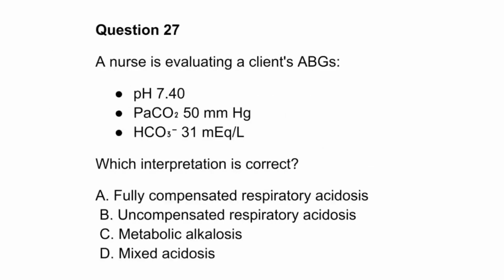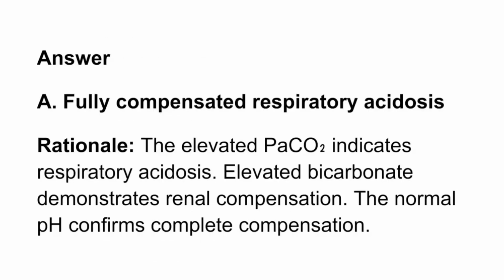Question 27. A nurse is evaluating a client's ABGs. pH 7.40, PaCO2 50 mm of mercury, HCO3 31 milliequivalent/L. Which interpretation is correct? A. Fully compensated respiratory acidosis. B. Uncompensated respiratory acidosis. C. Metabolic alkalosis. D. Mixed acidosis. Answer: A.